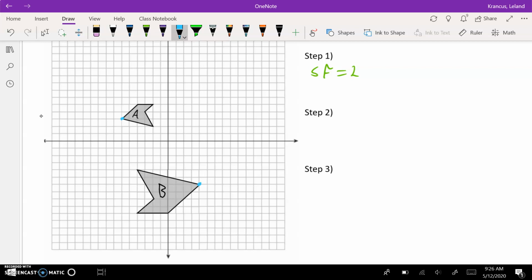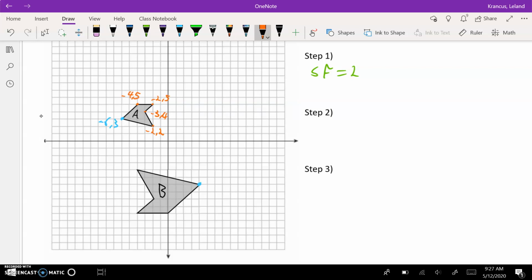So I'm going to look at this point here. So it looks like this would be negative 6, 3. And I'm going to do the same thing for all of them. I'll label all of my coordinates. So this would be negative 2, 2, negative 3, 4, negative 2, 5, negative 4, 5.